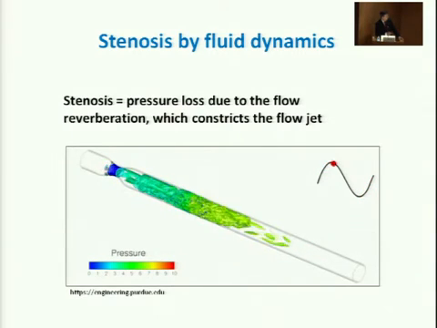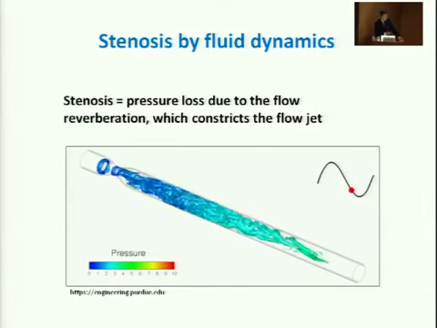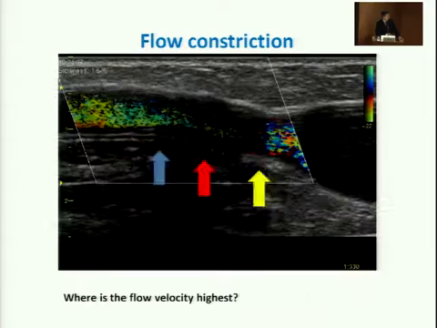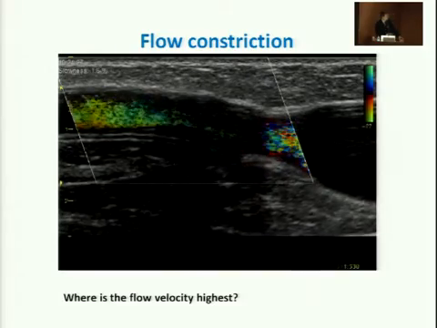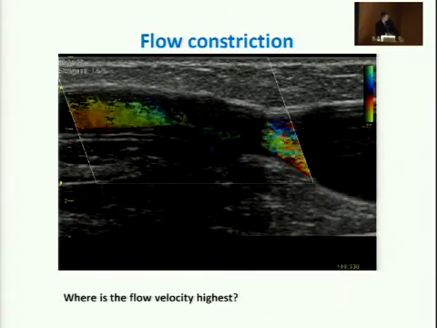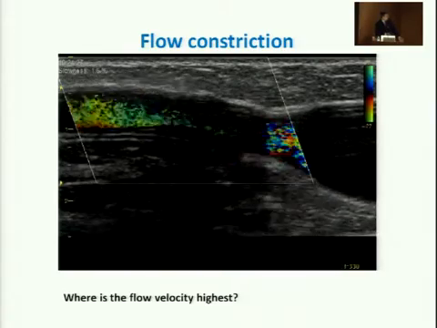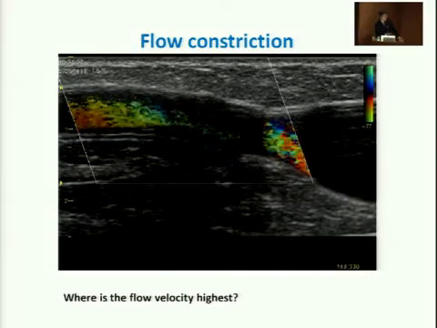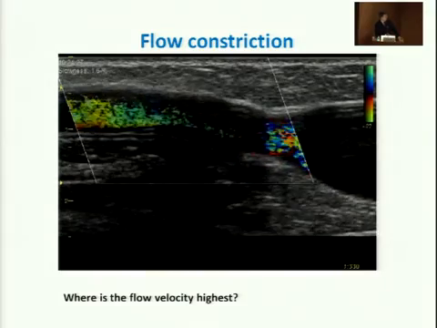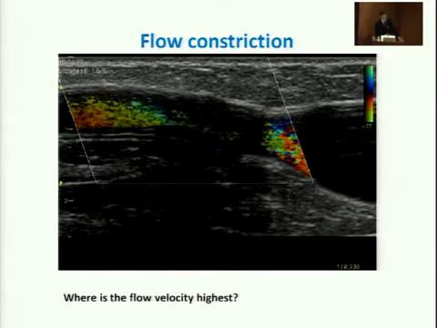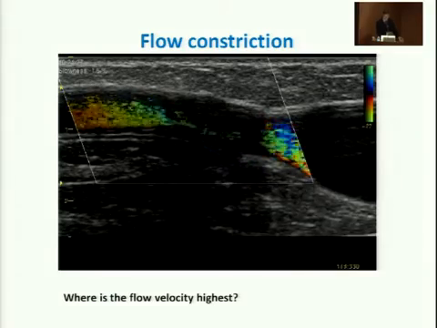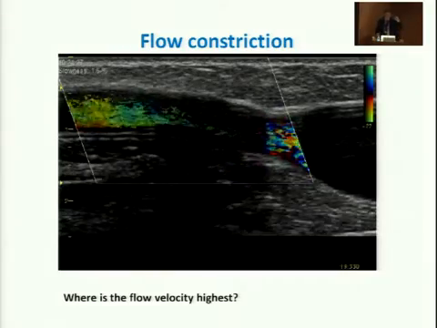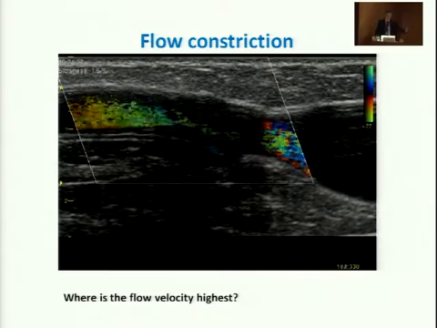First, we all know that the blood flow changes significantly just after the stenosis, and we see it also in ultrasound. And I put here a question: where is the flow velocity highest? Is it here in the entry, inside, or in the exit part? I was surprised because it is in the exit part. It is not directly in the residual diameter, but it is in the exit part.